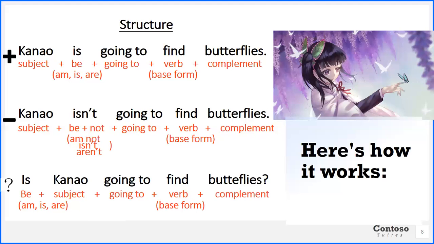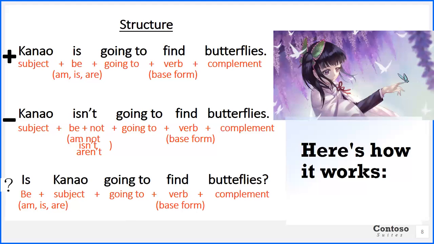All right? What happens if we want to make a negative sentence? Very easy. We just have to make that verb to be into a negative by adding not. Remember, like I already mentioned with will, we try to always contract as much as possible. So in this case, we're going to be using isn't and aren't as our contracted versions, all right?